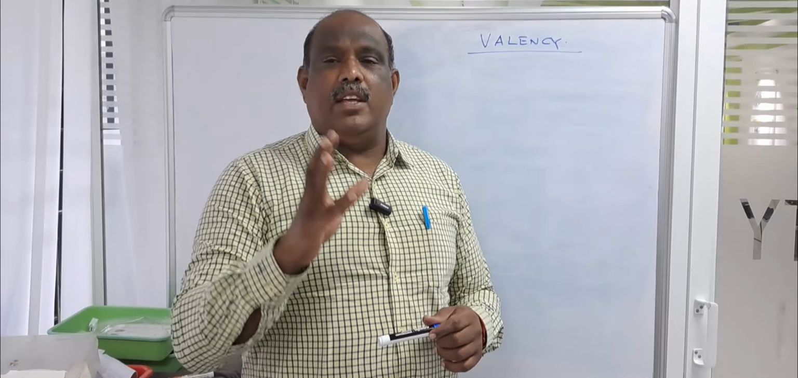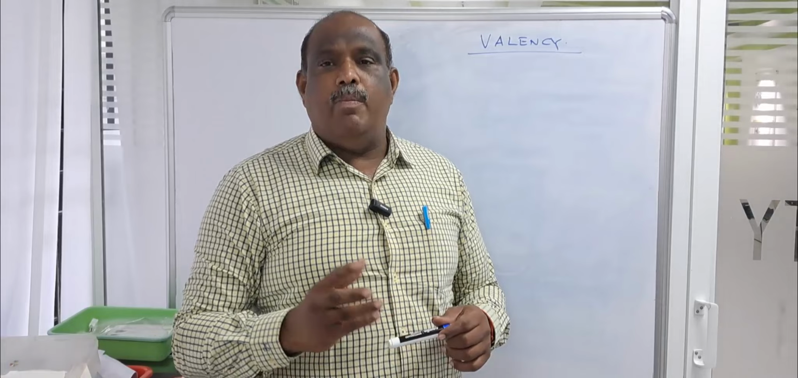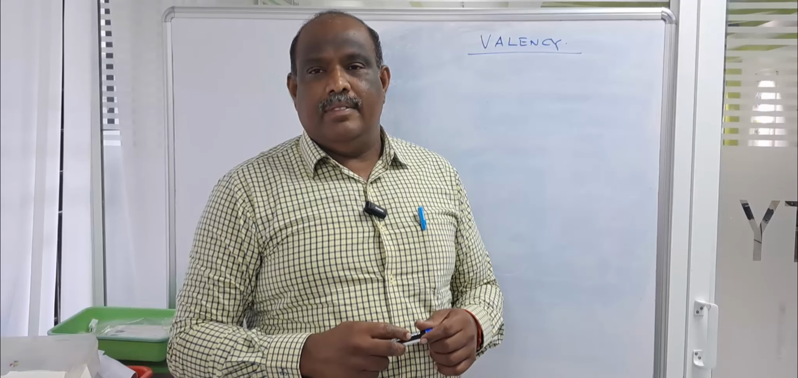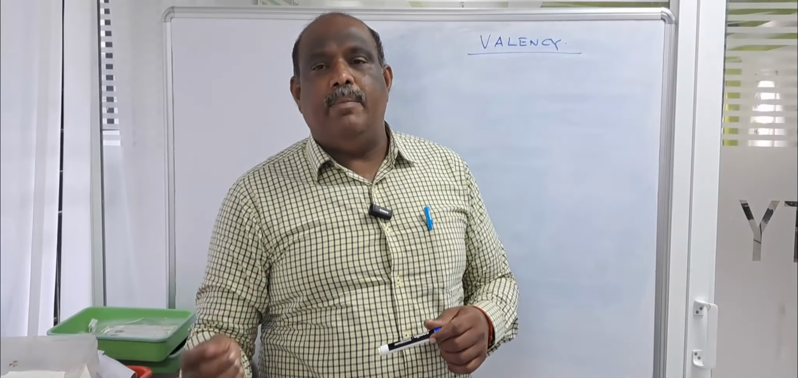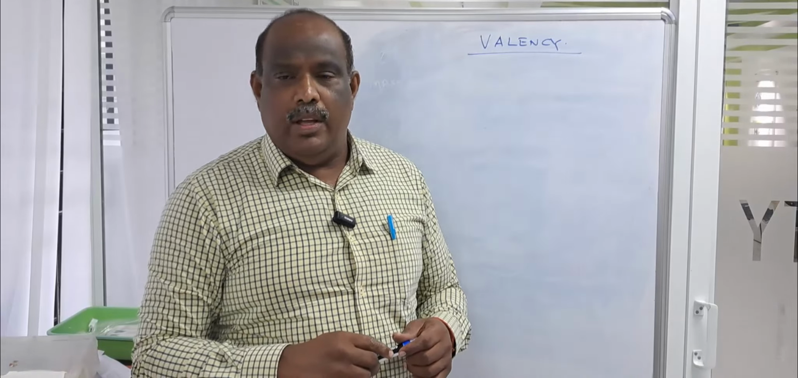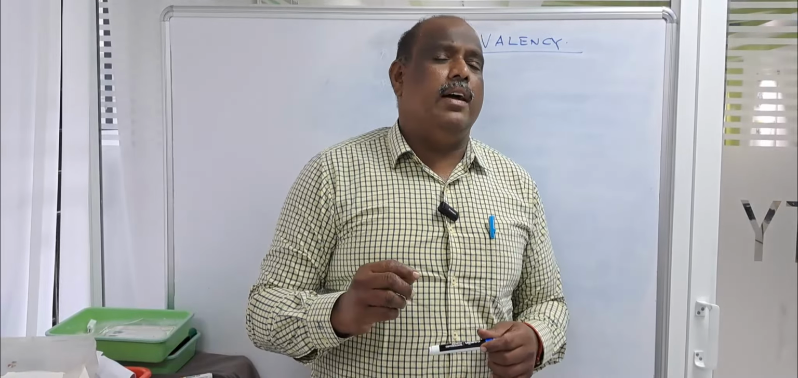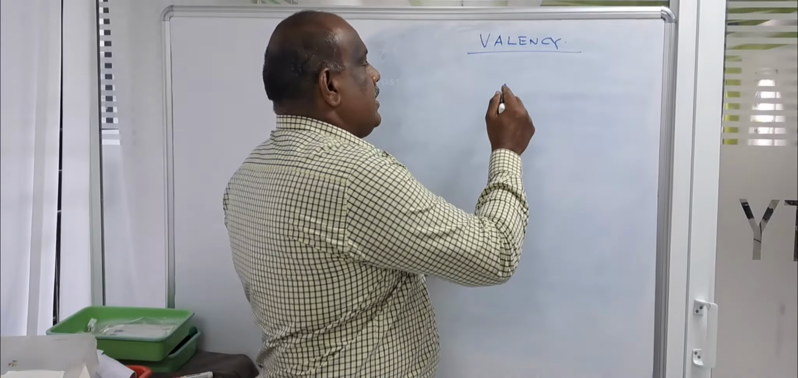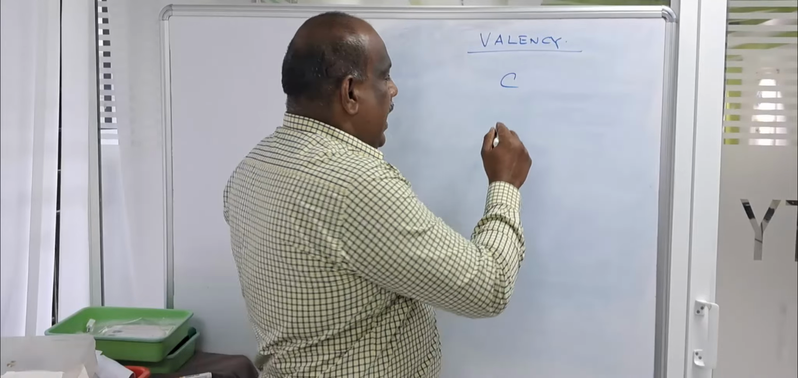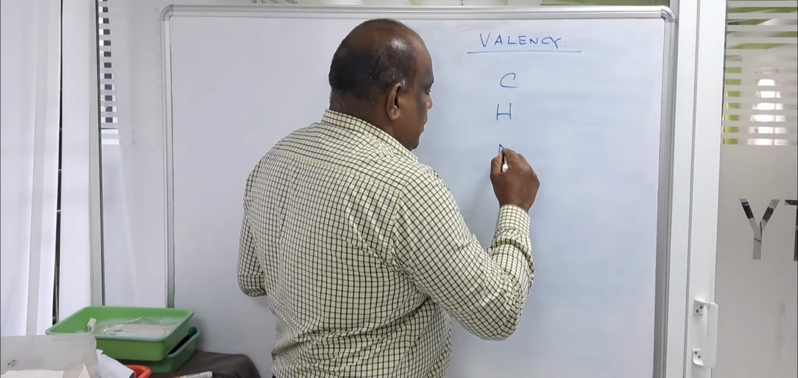How many elements are there? 100 elements are there. How many compounds are there? So for answering this question, first of all I have to move from element to compound. Okay. So what is the difference between element and compound? Element means carbon is an element. Hydrogen is an element. Sodium is an element.